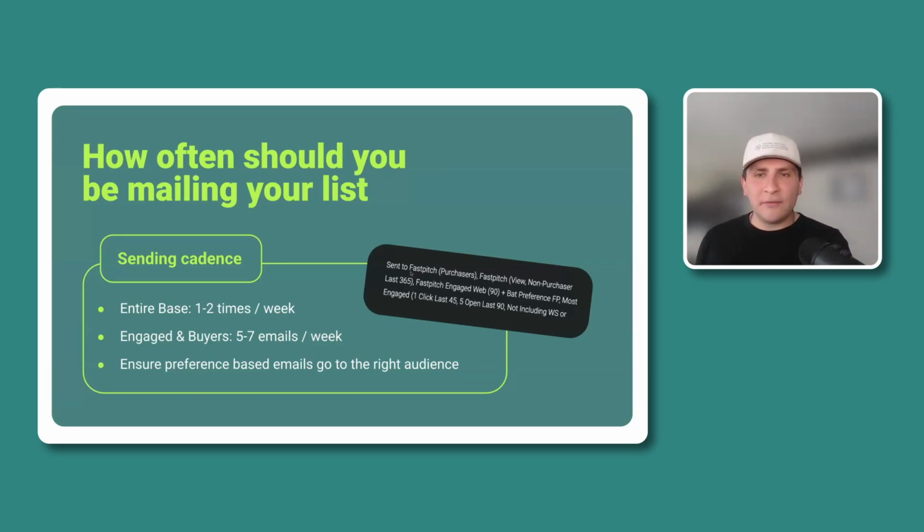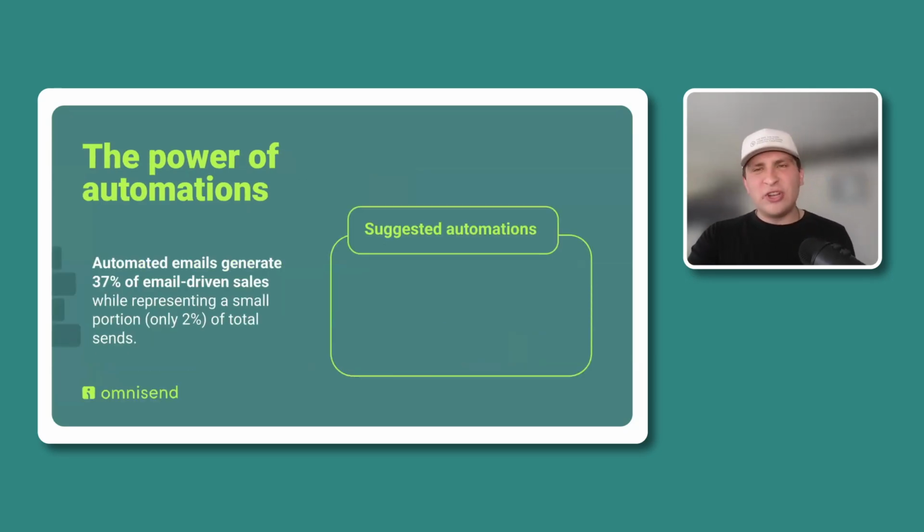We would send just to Fast Pitch purchasers, and somebody on Fast Pitch who's viewed product in the last 65 days, and somebody that's ever engaged in the last 90, or they're interested in Fast Pitch on that original opt-in form, plus anybody who's most engaged. So they've clicked in the last 45 days or they've opened 5 emails in the last 90 days. So that core engaged, hyper engaged base is getting every email on top of individual preference-based people who might not be hyper engaged. So that's our general baseline. It changes by brand, but those are the general framing.